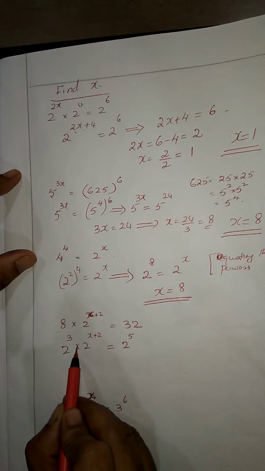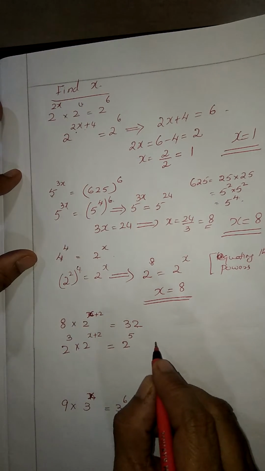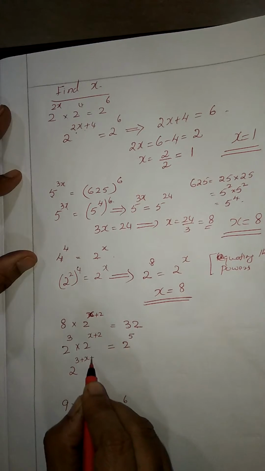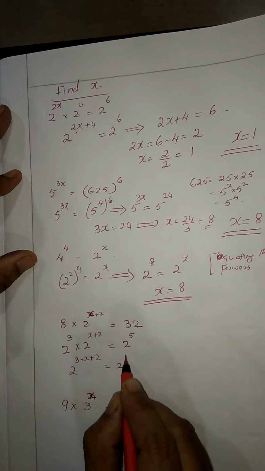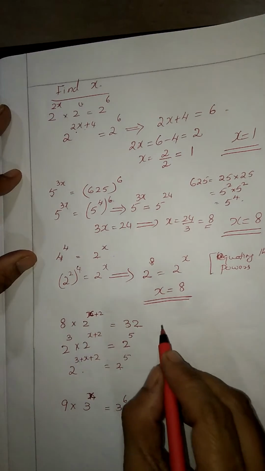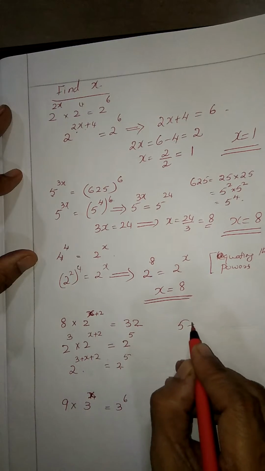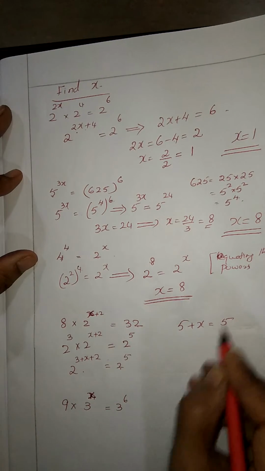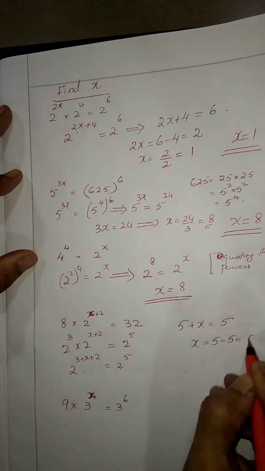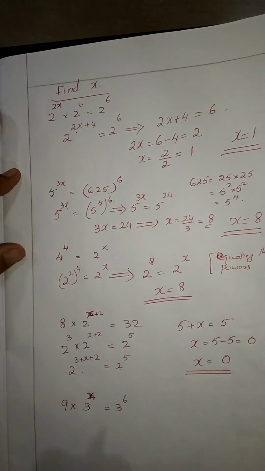Now here it is multiplication, the bases are same, so you can add the powers. So from this you will get 2 to the power of 3 plus x plus 2 is equal to 2 to the power of 5. So now the bases are same, so you can equate it. 3 plus 2, 5, 5 plus x is equal to 5. So x is equal to 5 minus 5, equal to 0. So the answer is x is equal to 0.